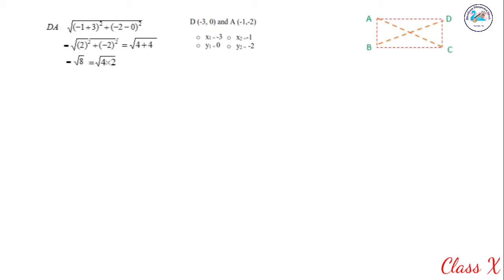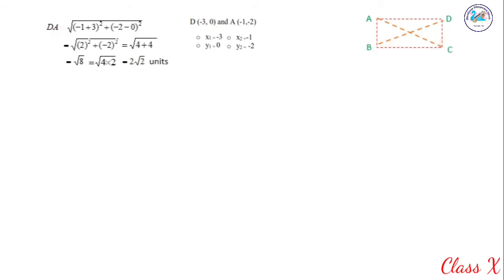Then root 8 we can split into 4 into 2. 4 is a perfect square. So perfect square 4 will come out as 2 out of the square root. Then inside the square root there is a 2 remaining, so it remains as root 2 units. So finally the length of DA we have got 2 root 2 units. All the four sides are over.